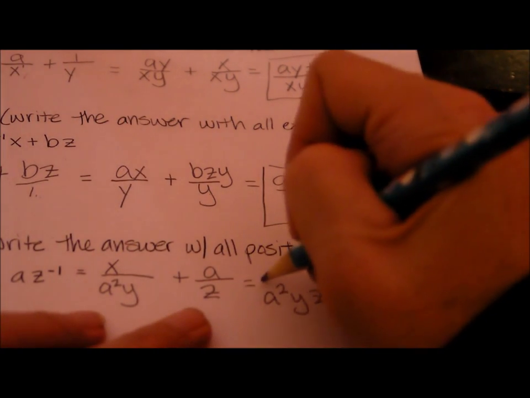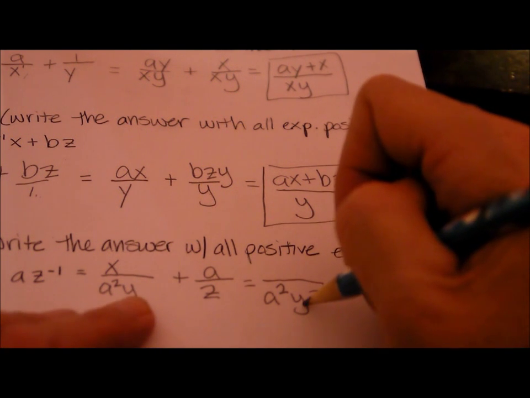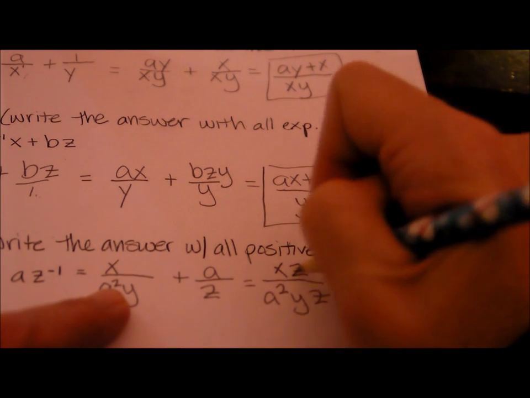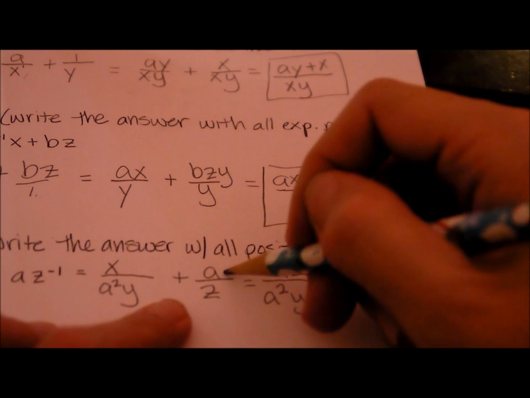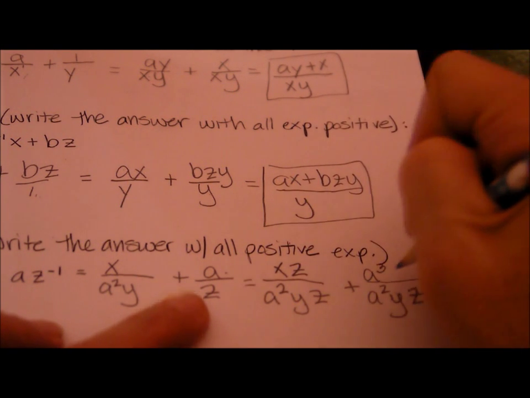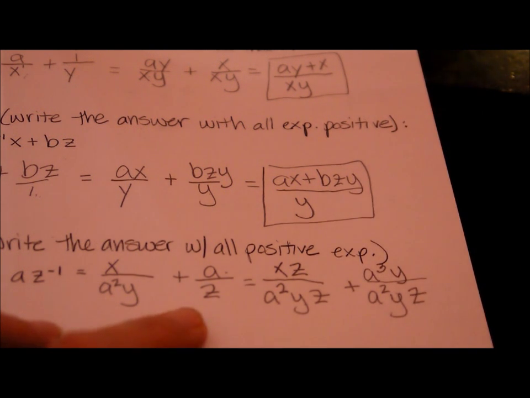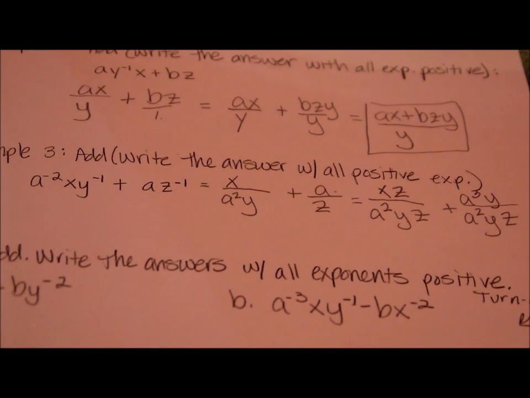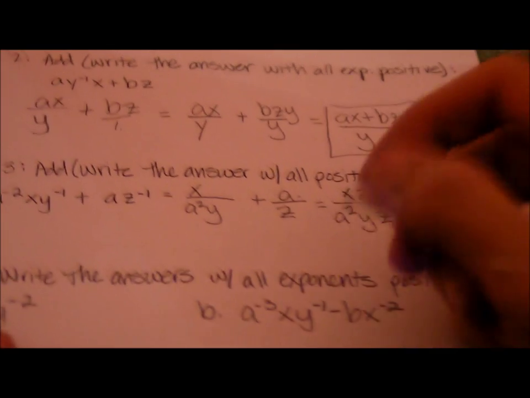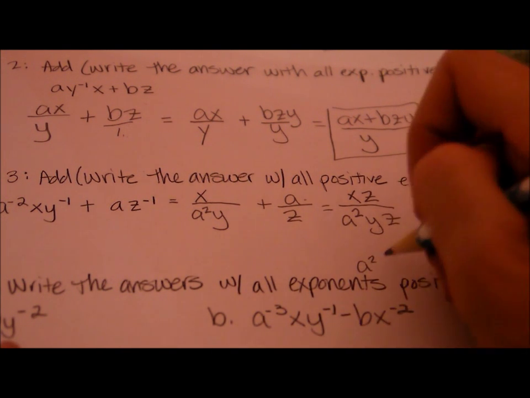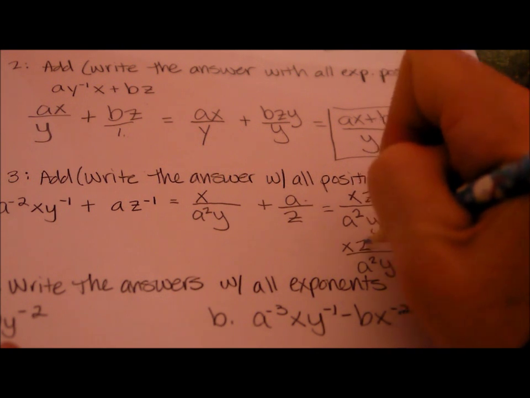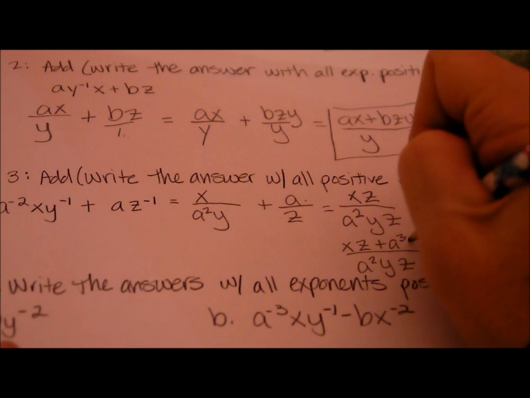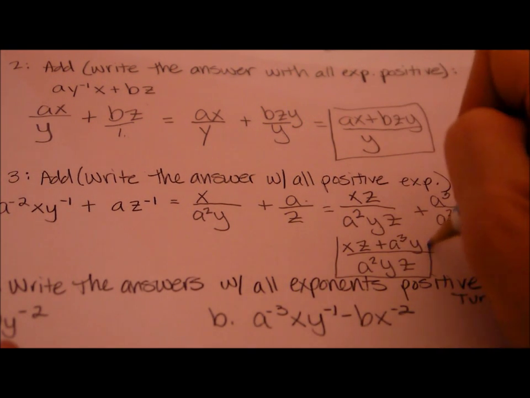All right, and the tops. We multiplied this guy by z, so we're going to do xz on top, and we need to multiply this guy by a squared y. So if we multiply a squared y times the a that's already there, we're going to get an a cubed y. Now I'm going to make room and put them all together and do a little shifting. So on the bottom we've got a squared yz, and on the top we have xz plus a cubed y. And that is your final answer.